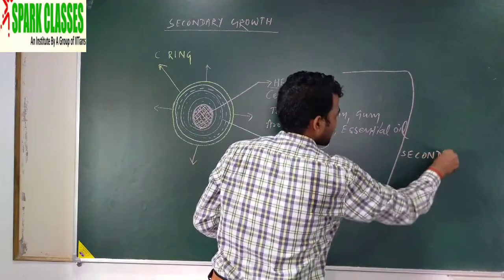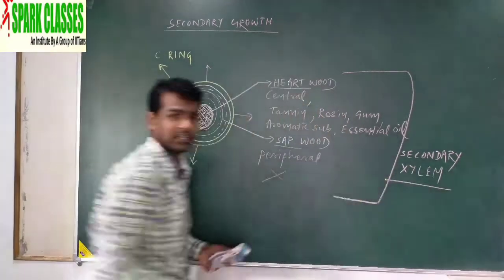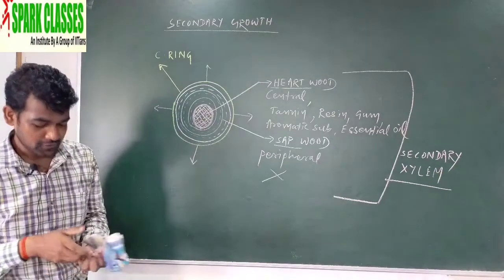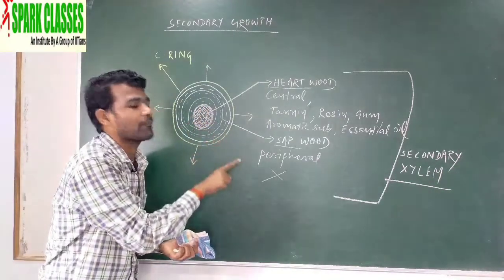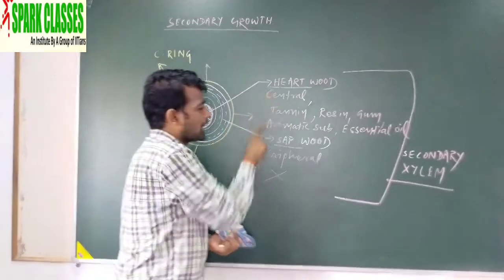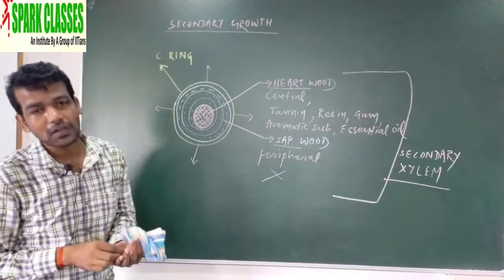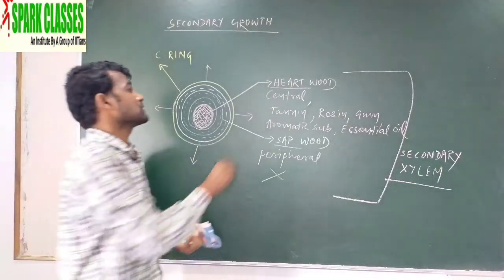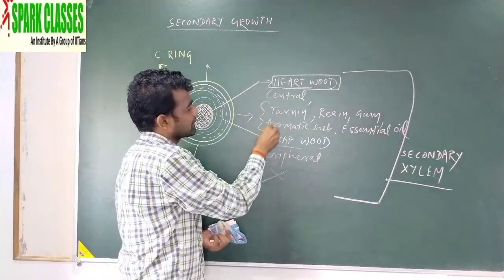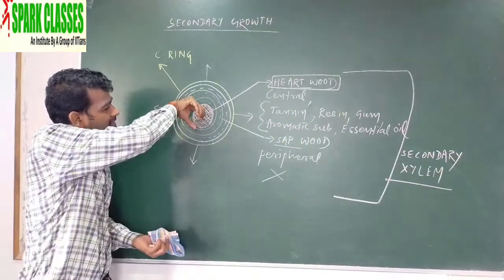What is the function of secondary xylem? Recall with me. The function of secondary xylem is conduction of water and minerals. But heartwood and sapwood cannot perform the same function. Both are secondary xylem, but both do not help in conduction of water and minerals. Why? Because the heartwood is deposited with these chemicals: tannin, resin, gum, aromatics, oils. This region is a pipe-like structure.